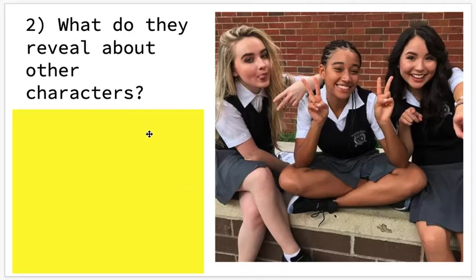So now that I've described the character, I get to think about how she's really affecting the characters around her. What does this reveal about Star? What new information can I get about Star?